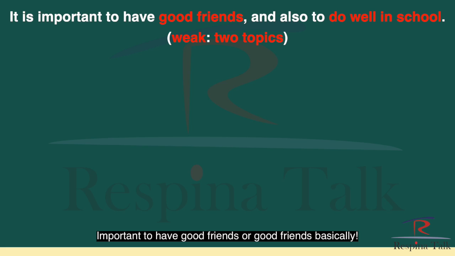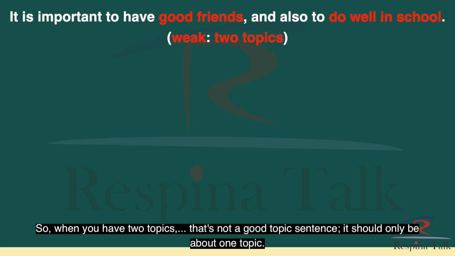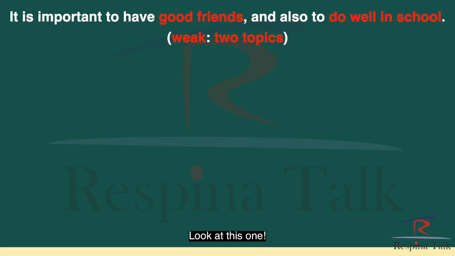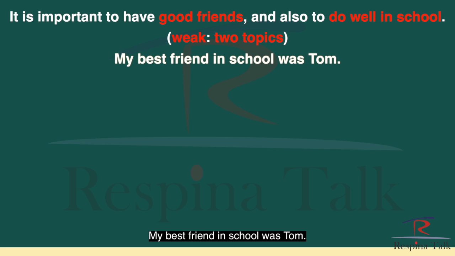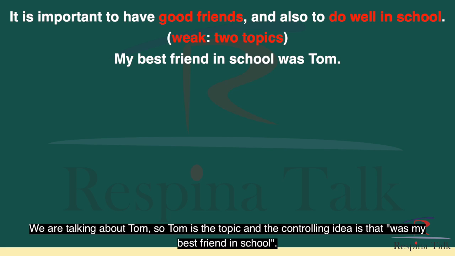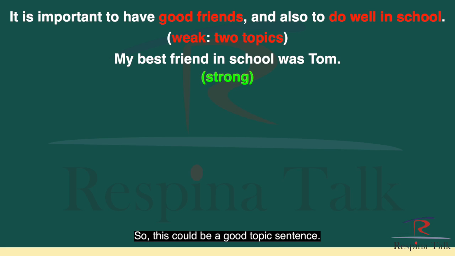Important to have good friends, and also doing well in school is the second topic here. So when you have two topics, that's not a good topic sentence. It should only be about one topic. Now look at this one. My best friend in school was Tom. What are we talking about? We're talking about Tom. So Tom is the topic, and the controlling idea is that he was my best friend in school. So this could be a good topic sentence.